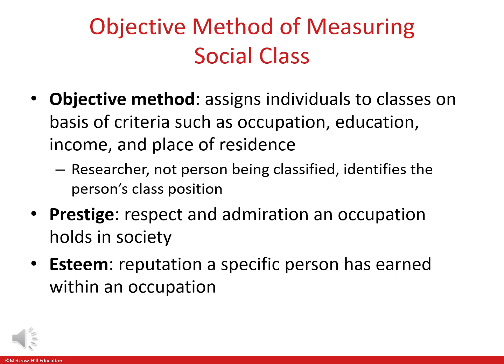The objective method assigns individuals to classes on the basis of criteria such as occupation, education, income, and where they live. So there's prestige, the respect and admiration an occupation could hold in society. If you think of someone who's a physician, that position carries a lot of prestige. Esteem is the reputation a specific person has earned within an occupation. So it might be like the best of the best in that certain field of work.